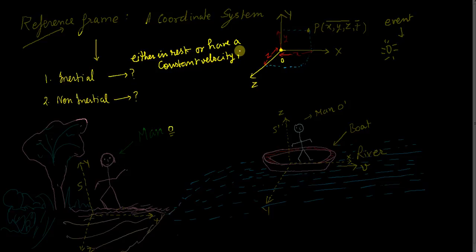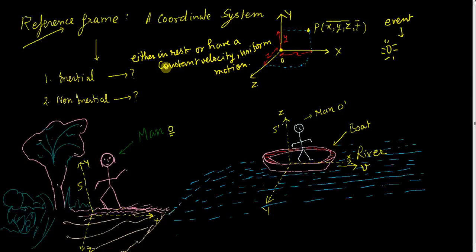Uniform motion, you can see, right? Only then will that reference frame be inertial, and in the case of non-inertial, that will be a non-uniform motion. Non-uniform motion means non-uniform velocity. That means there will be acceleration.